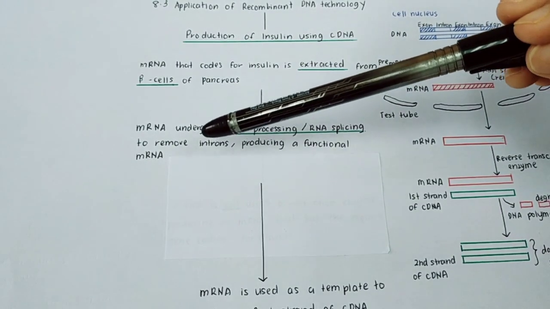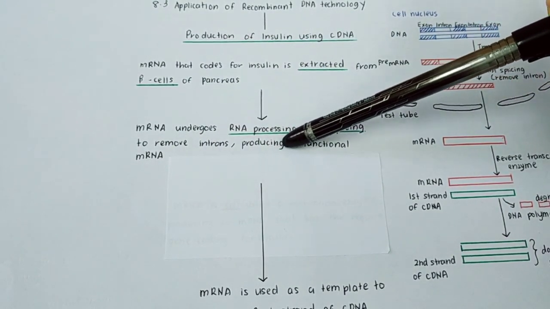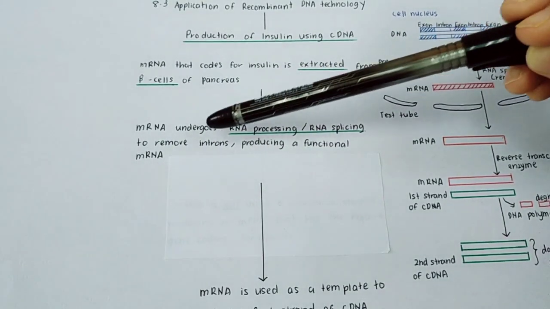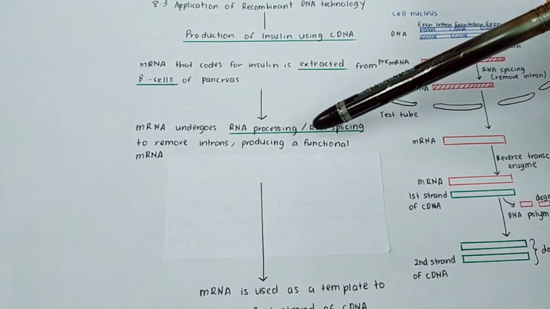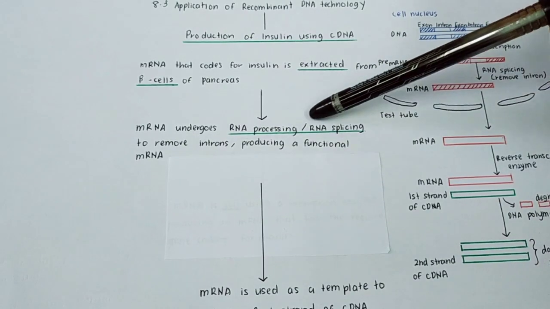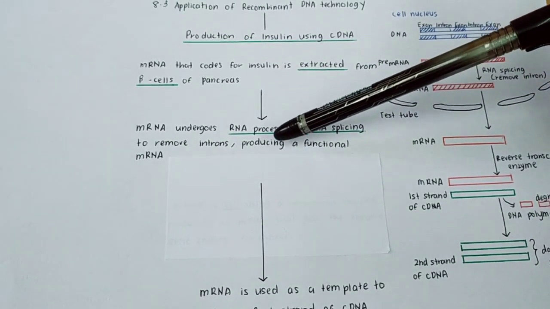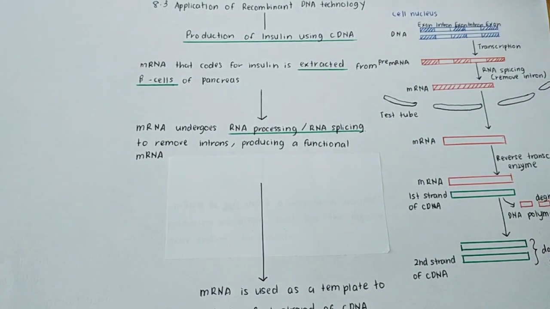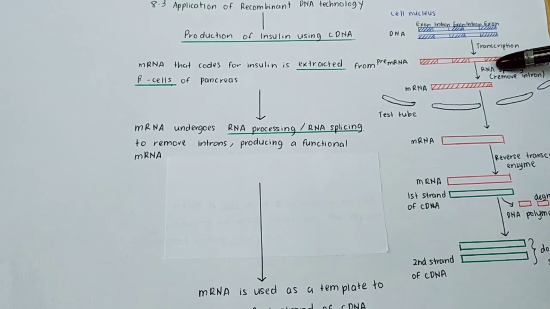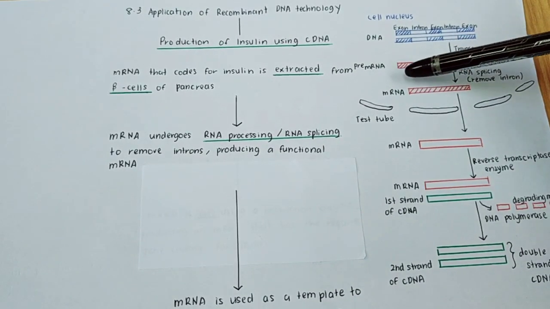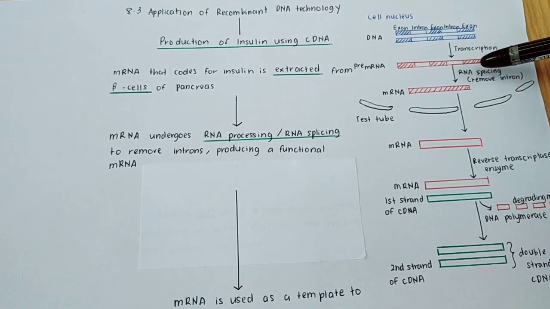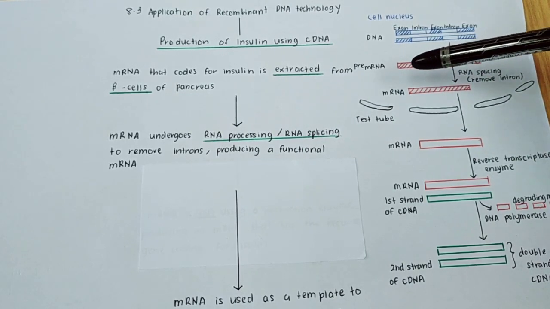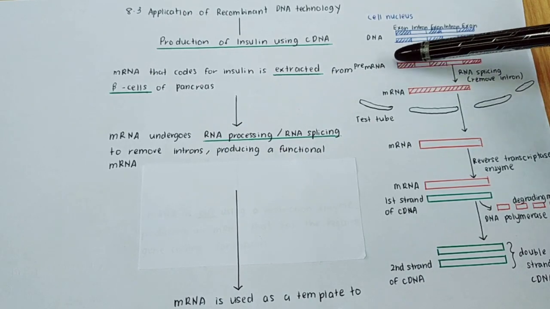Okay, and then after that, mRNA will undergo RNA processing or RNA splicing to remove intron, producing a functional mRNA. So RNA processing or RNA splicing is important because of what? The mRNA strand, kalau kita tengok based on this diagram, so this is the strand of mRNA. So actually before mRNA undergoes RNA splicing or RNA processing, we call that pre-mRNA.